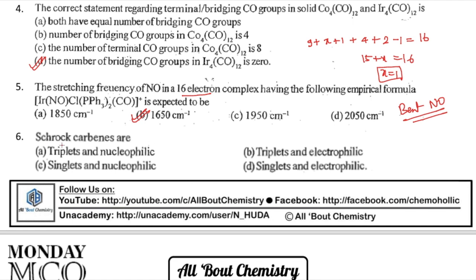All right, so the next one says that Schrock carbenes are, okay, so what will these Schrock carbenes be? It's a property of your Schrock carbenes, you all know. It's just a direct question from there, right? Schrock carbenes are triplet in nature, and they are nucleophilic in nature. So option A is correct. You just need to remember this: Fischer carbenes are singlet in nature and they are electrophilic in nature. Fischer, singlet, electrophilic. So your Schrock carbene will be triplet and nucleophilic in nature. You can remember it in that particular way. So answer A is your correct option.